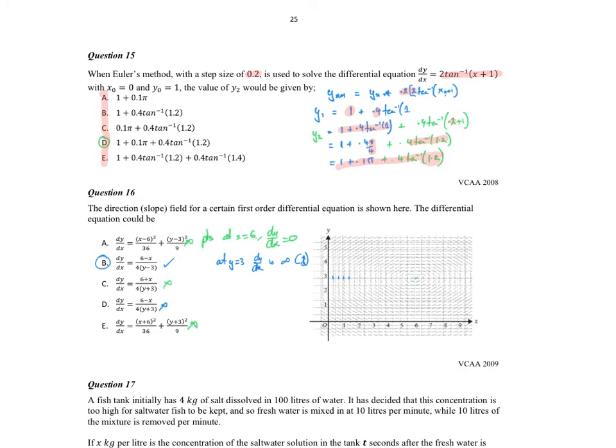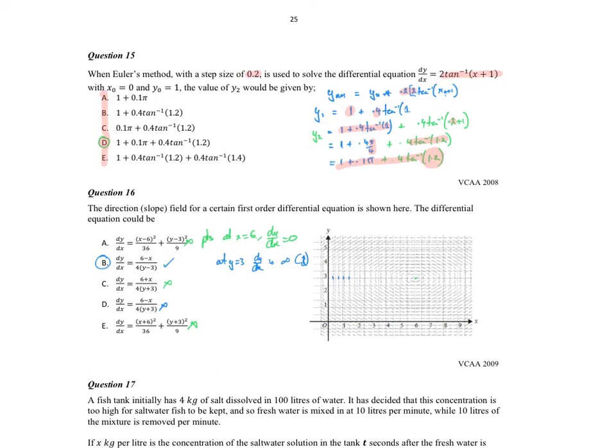So if we look for something that looks a bit like that, we get D. All right, so there's one there. It's one way of making sure, or trying to ensure, that you actually know the process. Okay, another slope field one.